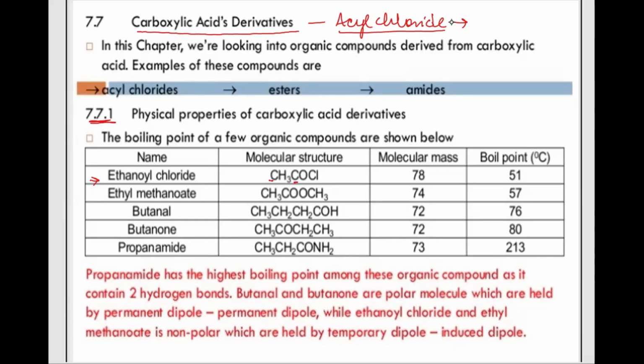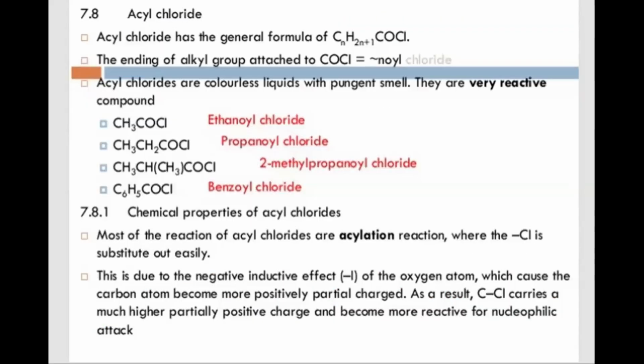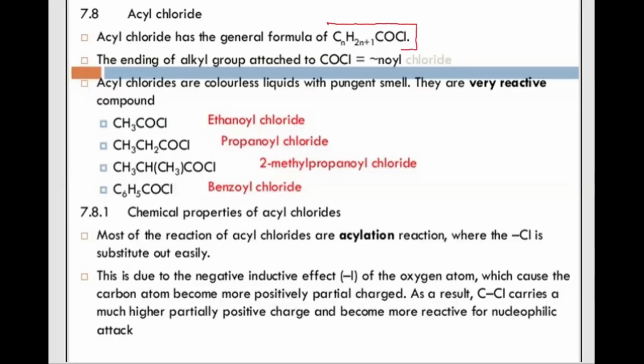Now we are coming back to the acyl chlorides. The general formula for acyl chloride is CnH2n+1COCl. The carboxylic acid general formula is CnH2n+1COOH. Basically the OH has been substituted by a halogen, and that is why we have the acyl chloride here, CnH2n+1 and COCl. So this is the general formula for an acyl halide, or acyl chloride specifically.